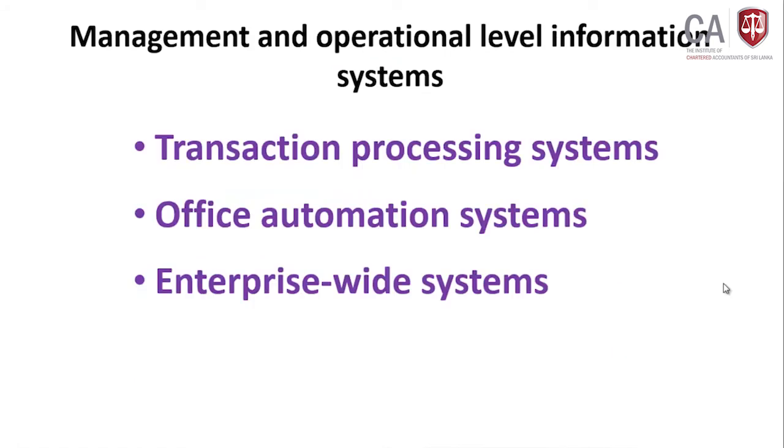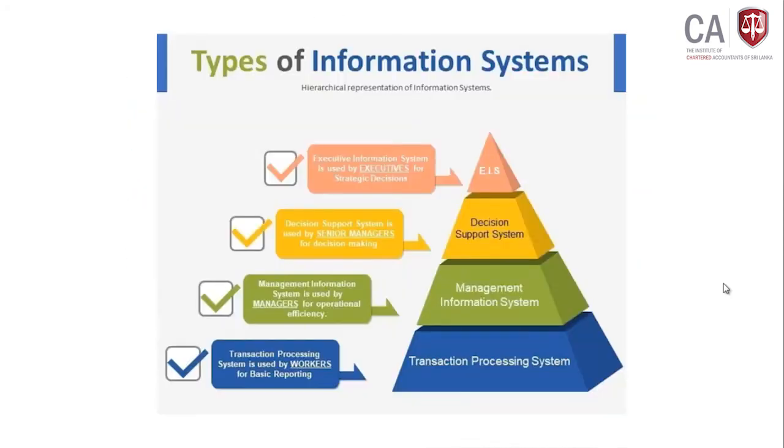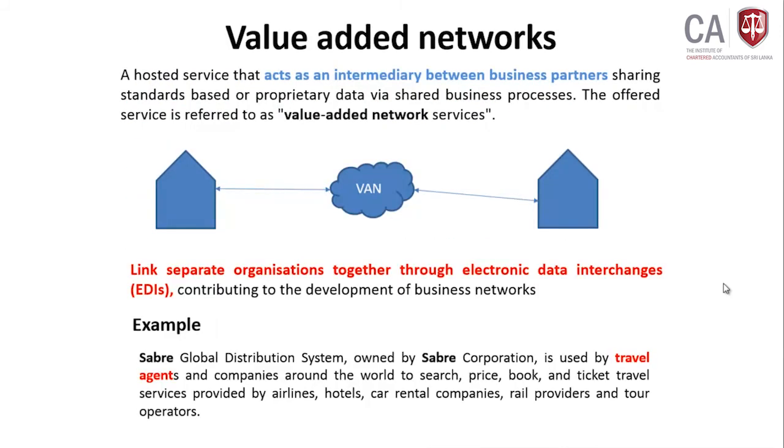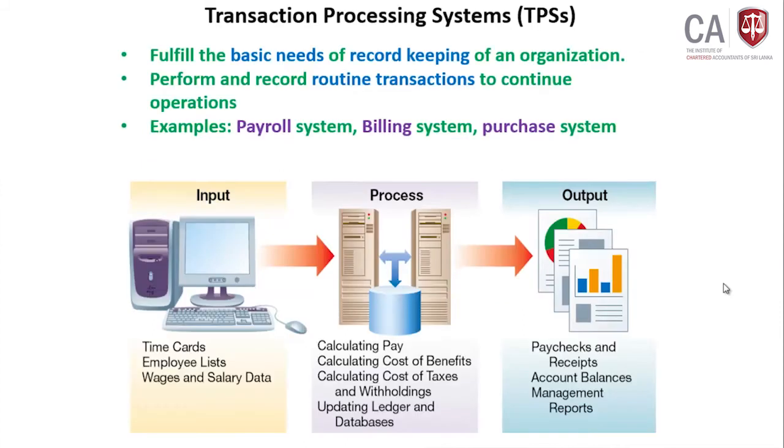Management and operational level information systems. There can be many management and operational level information systems. It means these two levels, management and operational level, the last two. So, what are those? TPS, Transaction Processing System, Office Automation Systems, Enterprise Wide System. We will talk about these things.